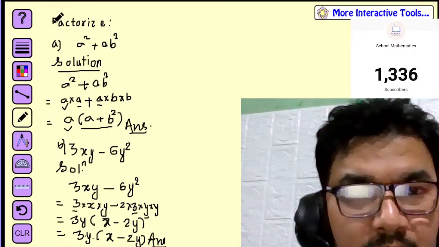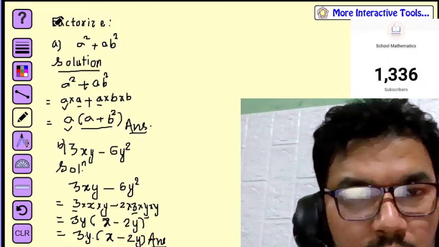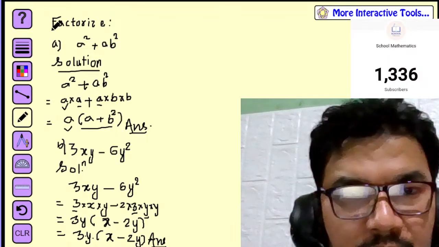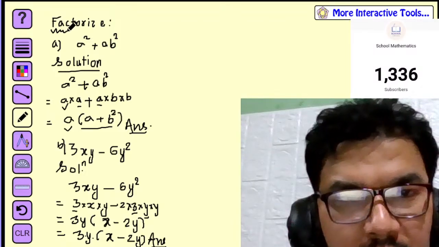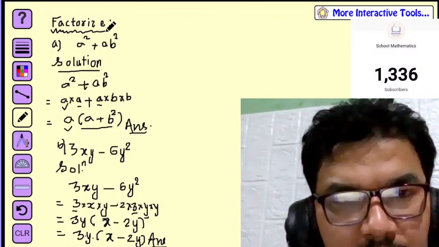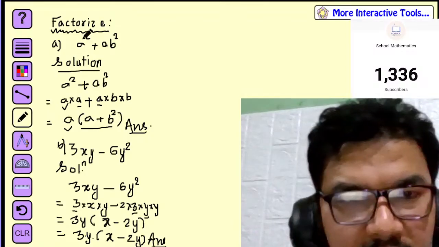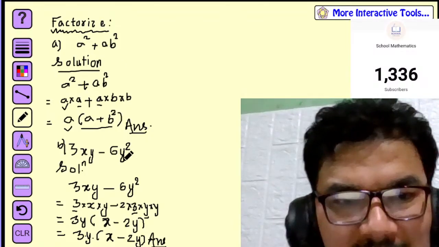This is for the beginners, okay? Those who don't know the meaning of factorization. And this is for the beginners to factorize the given algebraic expression. This is the way, okay?